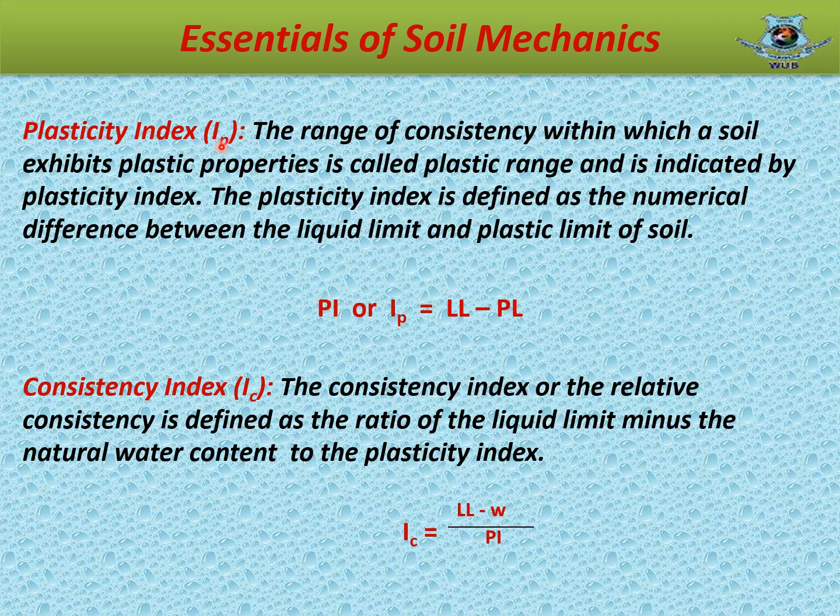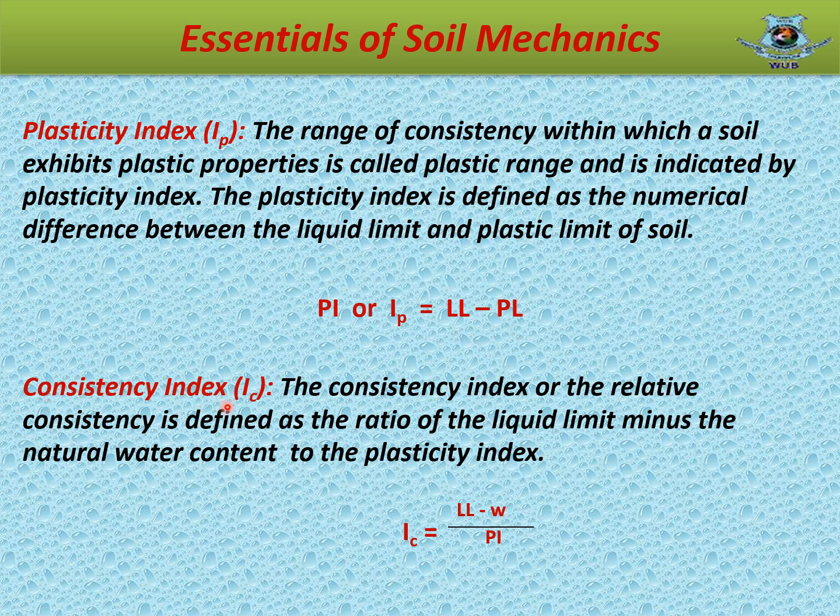Plasticity index, IP. The range of consistency within which a soil exhibits plastic properties is called plastic range and is indicated by plasticity index. The plasticity index is defined as the numerical difference between the liquid limit and plastic limit of soil. So we can write plasticity index PI or IP equal to LL minus PL, where LL equals liquid limit and PL equals plastic limit.